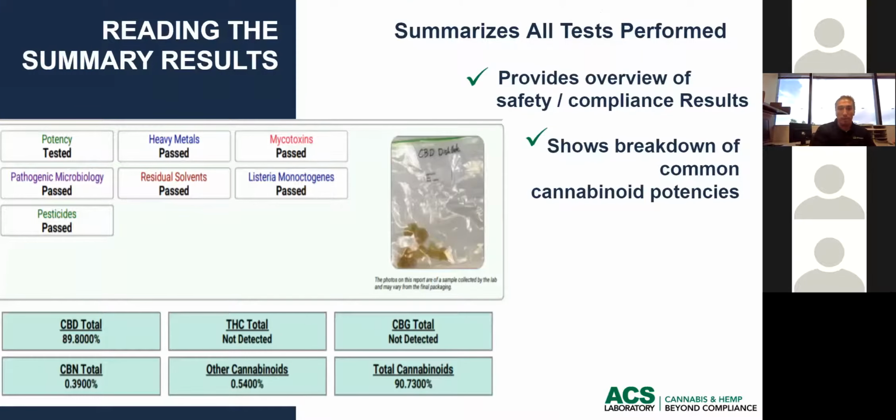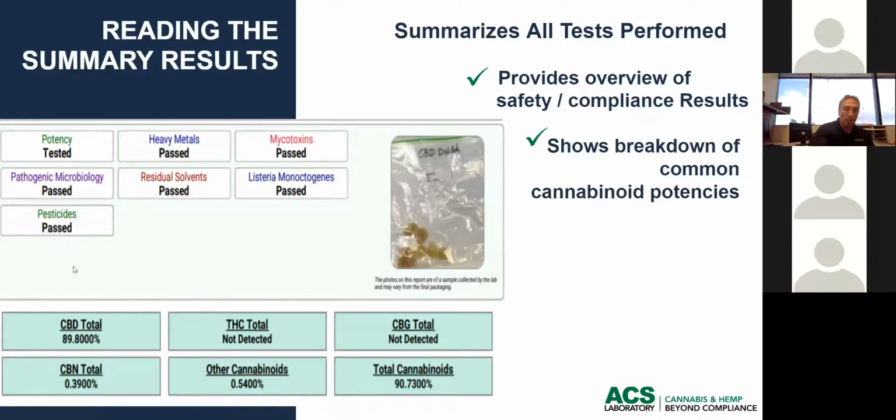Next, we have a summary of the results. This is going to give you a quick breakdown of everything that the sample was tested for. So we can see on this Greenpoint Research here, they did the full panel of tests. This product's compliant. It was tested for potency, which you'll notice is the only one that's not passed, just because there's not a pass or fail designation for potency. Then we can see it was passed for heavy metals, mycotoxins, pathogenic microbiology, residual solvents, Listeria monocytogenes, and pesticides. And we'll go into a little bit more detail on what each of those means in a little bit here.